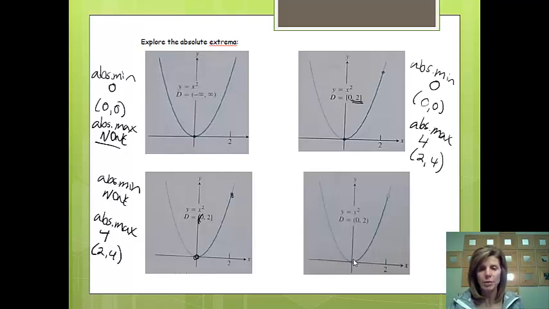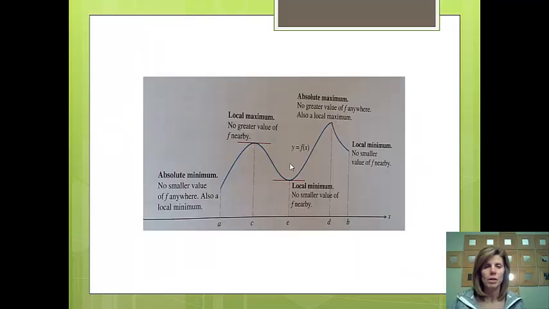Okay, and then this last one, you'll notice we have an open circle and an open circle. And notice my interval is defined from 0 to 2 with parentheses. So now if I'm looking at that area, the lowest it would get would be 0. However, the function is not defined at 0. And the highest would be 4. But again, the function is not defined there. So there are no absolute extrema for this specific picture. Okay, I just wanted to show you real quickly what could be happening.